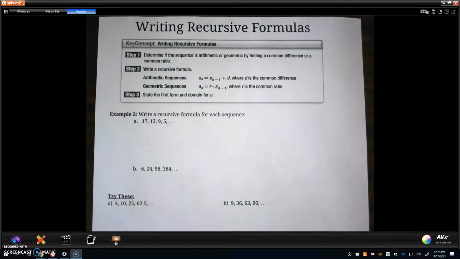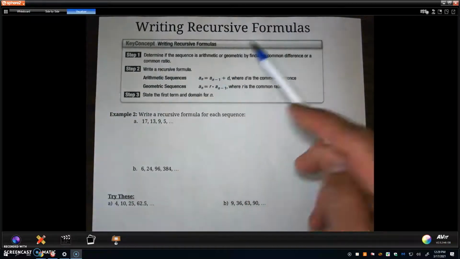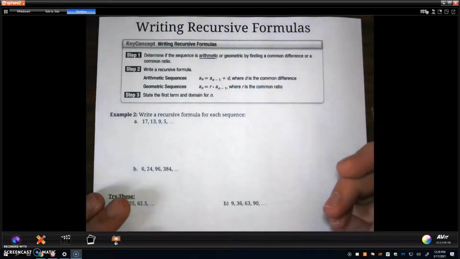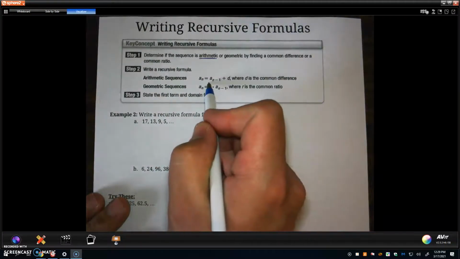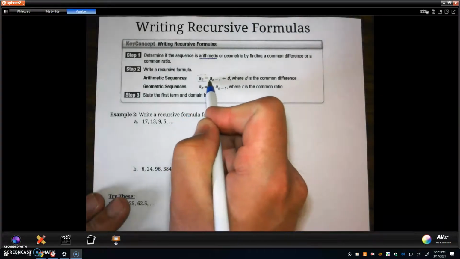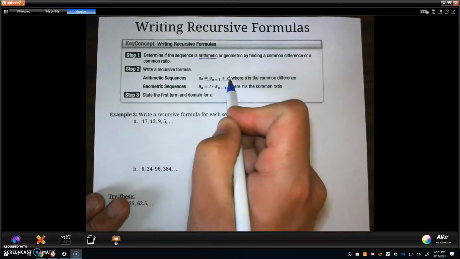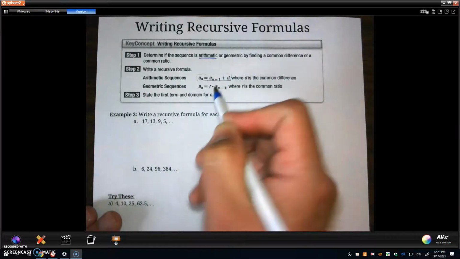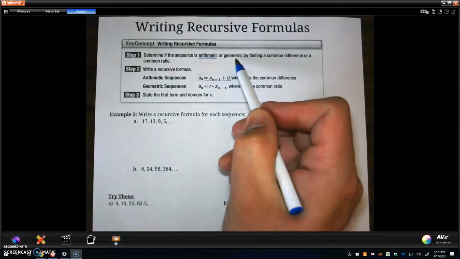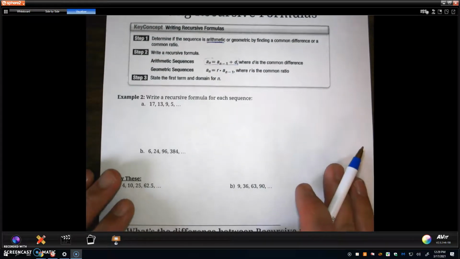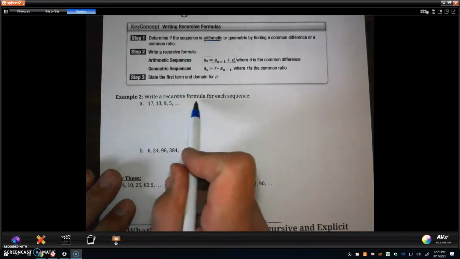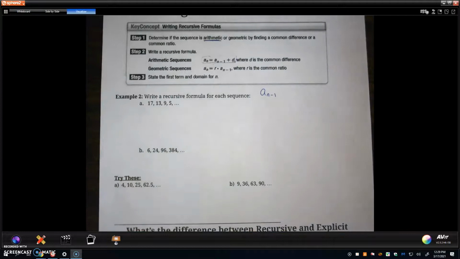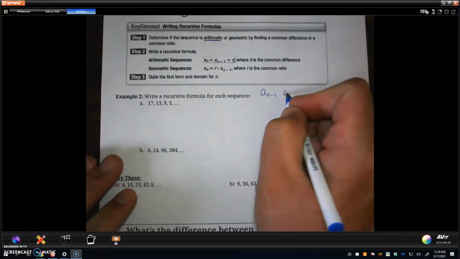So for writing recursive formulas, you're going to determine if the sequence is arithmetic or geometric. Just remember, for an arithmetic sequence, they're going to be adding a common difference. So that's why if you look at the formulas here, this is the arithmetic sequence formula. You're adding d, which is a common difference. And if you remember back, geometric is multiplying. So arithmetic is adding, geometric is multiplying. So let's look at the first example. Write a recursive formula for each sequence. So remember, if it's recursive, it has to have an a sub n minus 1 somewhere, because that is the previous term.